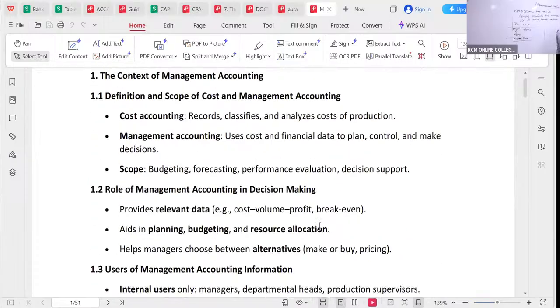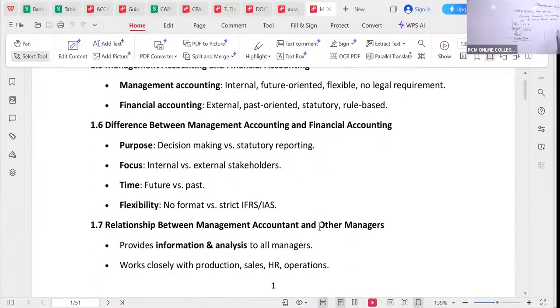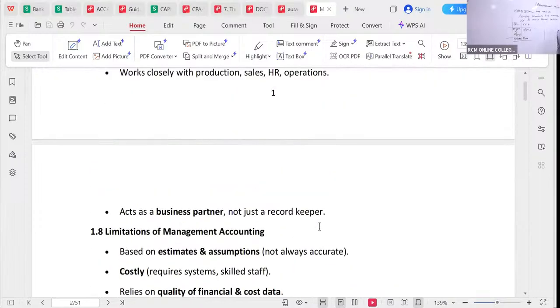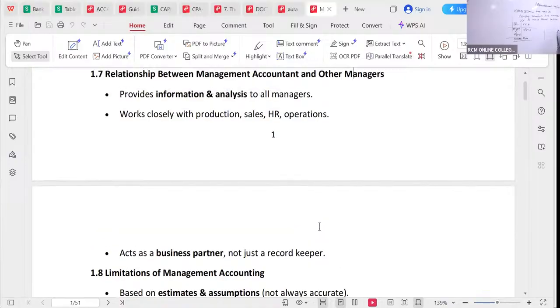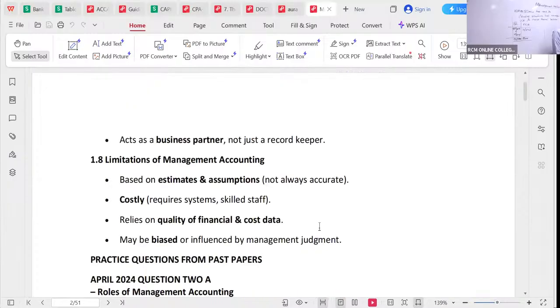And then I would want us, if possible, to go straight away to page number 2, 1.8, limitations of management accounting. Are you able to see? Limitations of management accounting. We are saying that management accounting is a very, very good subject.